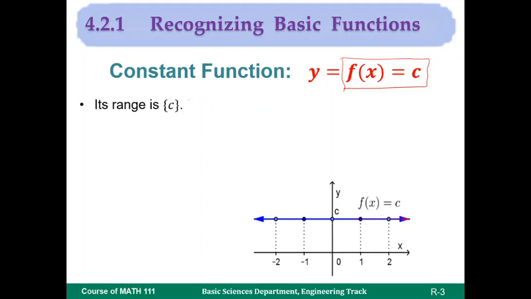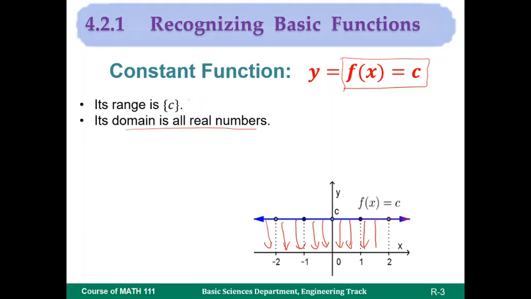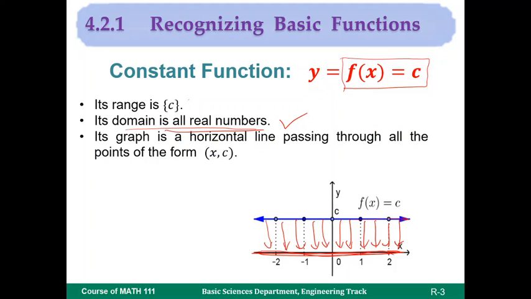The range is clearly one output, and this is c. For any x, there will be c as an output. And the domain is all real numbers. You can see it by taking the projection of the graph onto the x-axis. The set of inputs is the whole real line, so we say the domain is all real numbers. And the graph is a horizontal line passing through all the points of the form (x, c). So you can take (-2, c), (-1, c). So x changes, but c is constant.